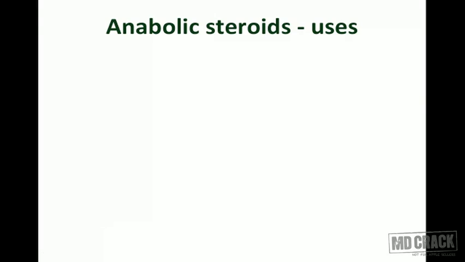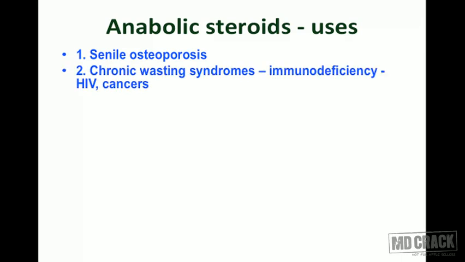Are the anabolic steroids useful? Yes, they are useful in certain situations. Look at the condition, senile osteoporosis. It's a very severe senile osteoporosis. You don't have any other option. You're already exhausted with all the drugs. You can think of using anabolic steroids.